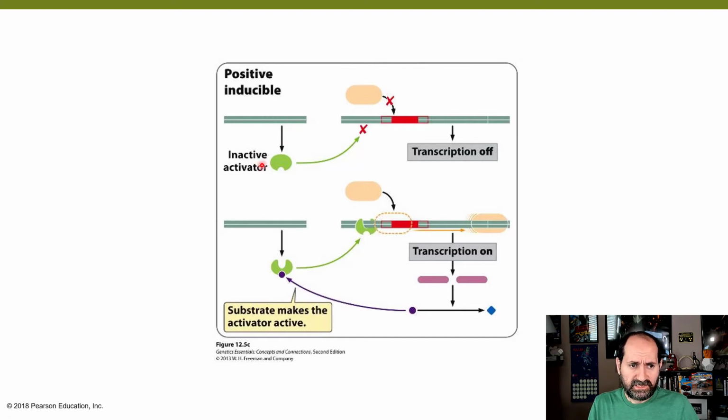Some regulatory gene gives rise to an inactive activator, which means that transcription is normally off, but this is an inducible system. So this substrate, maltose in this case, binds to the activator. The activator is now active. The activator binds to the activator binding sequence upstream of the promoter, helping to recruit RNA polymerase to promote gene expression.